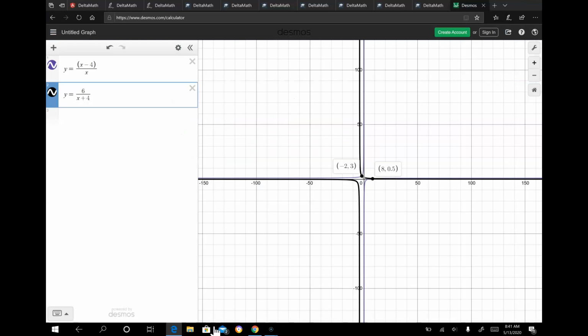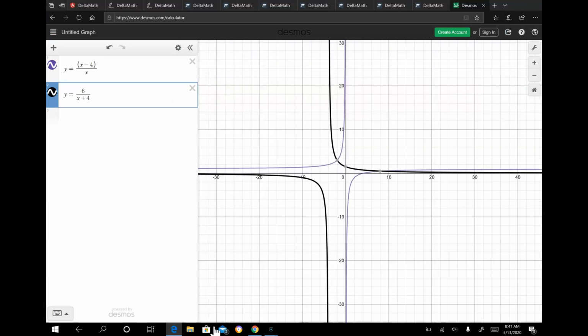Remember, you want intersection points where the two color lines intersect. I don't need the y-intercept. I need the answers. So your other answer is -2.